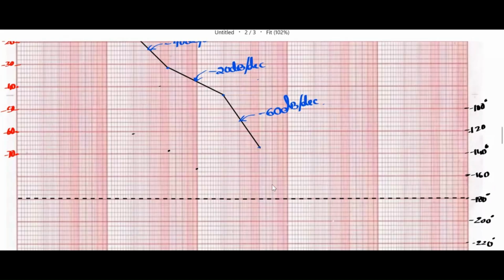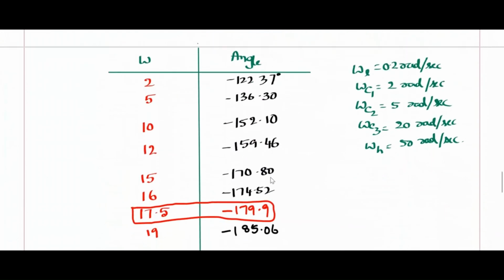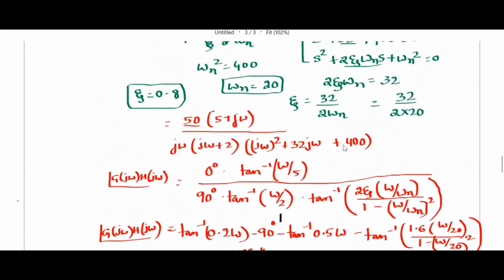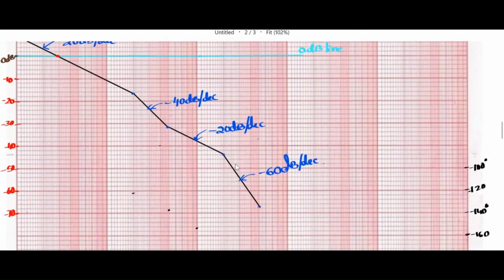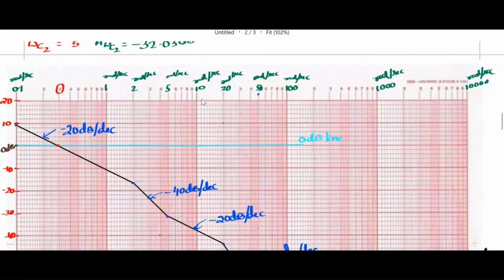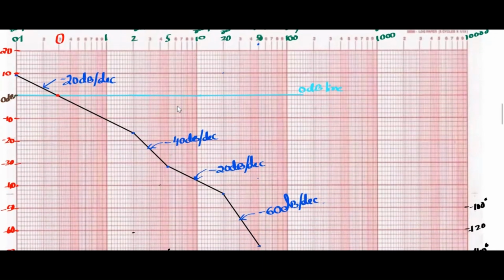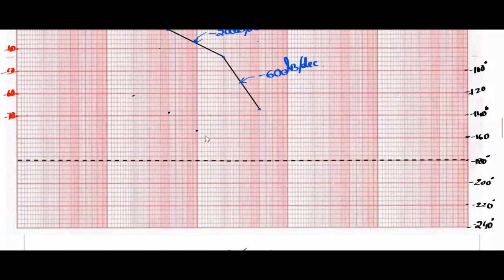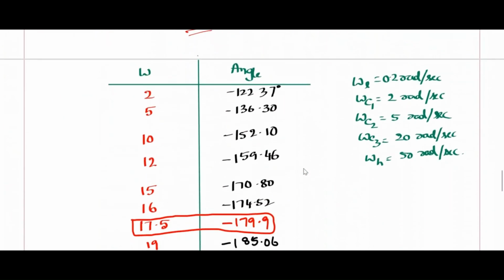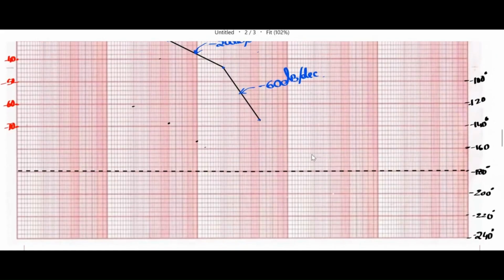Okay, now coming to the next angle. The next angle is at 12 radians per second, which is minus 159.46. So this is 5, 10, 11, 12. So this second line is 12 radians per second, and it is near 160. So somewhere it comes here, right? So at 12 radians per second it is minus 159.46, and that point comes somewhere here.